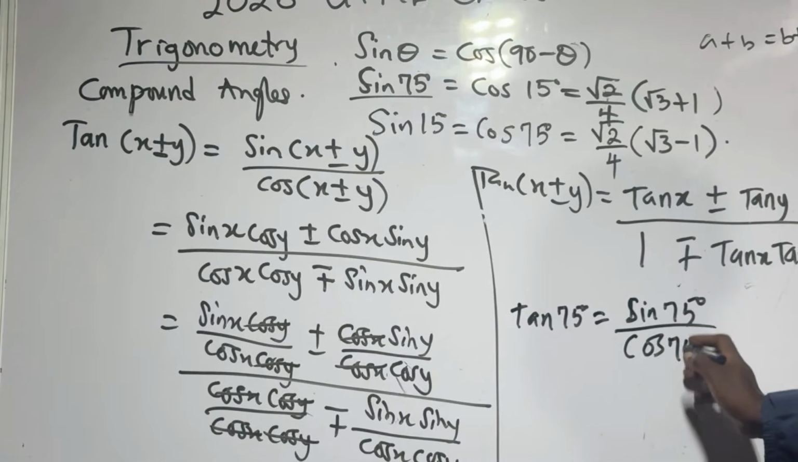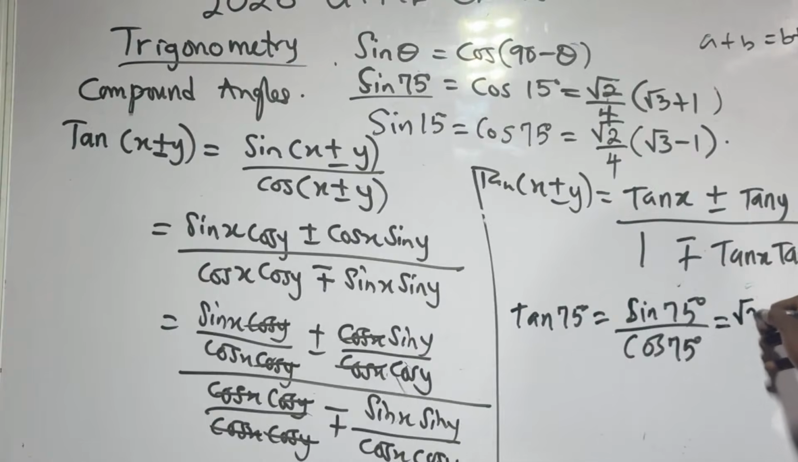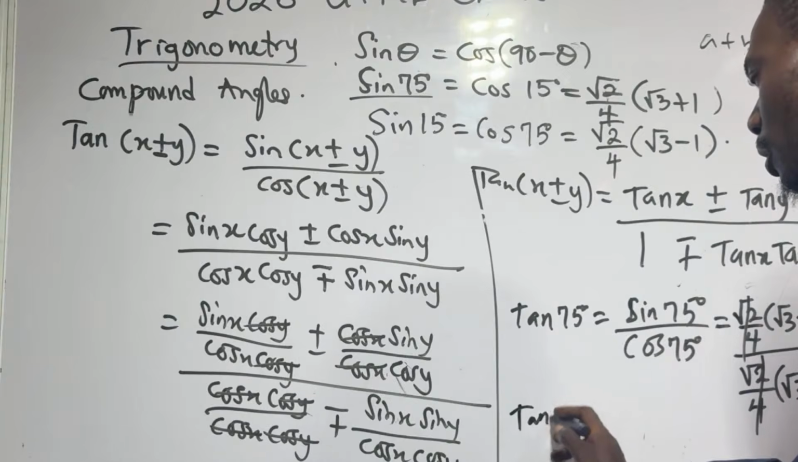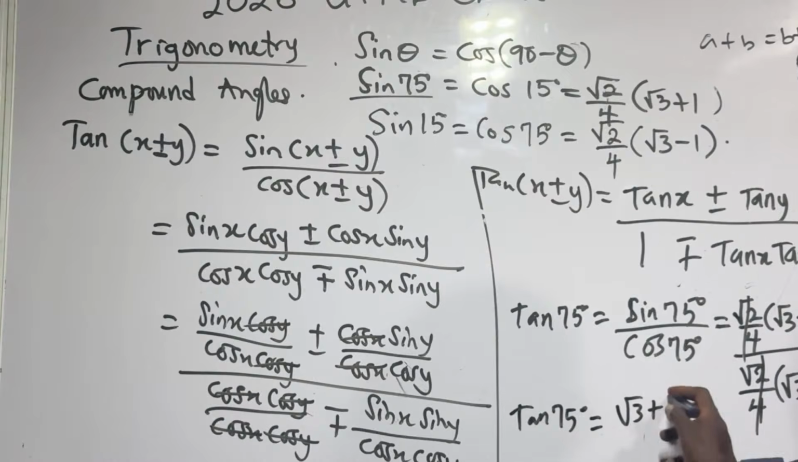Cos 75 degrees. What do we have as our sin 75? Our sin 75 is what? Root 2 over 4 multiplied by root 3 plus 1. Okay? All over. What's our cos 75? Our cos 75 is what? Root 2 over 4 multiplied by root 3 minus 1. You know that this one cancels this, okay? So that means that tan 75 degrees is equal to root 3 plus 1 over root 3 minus 1.